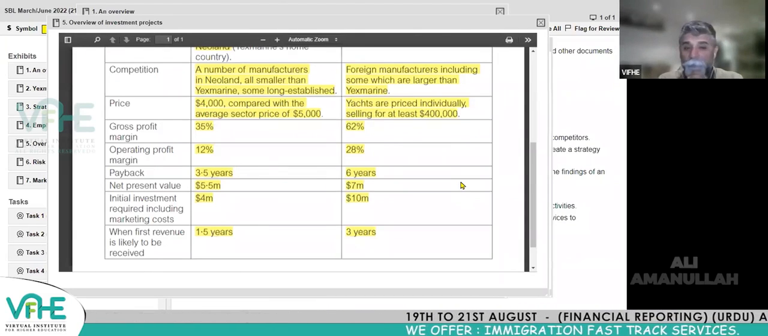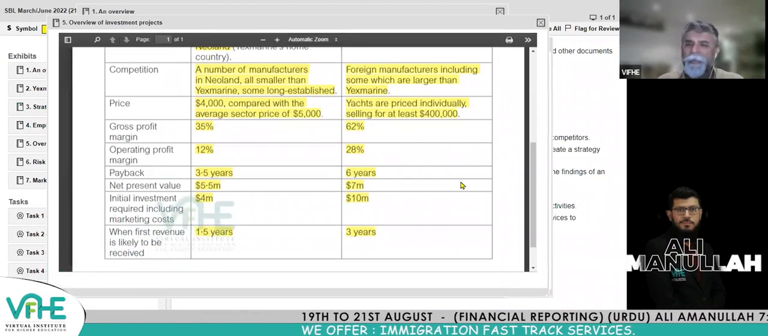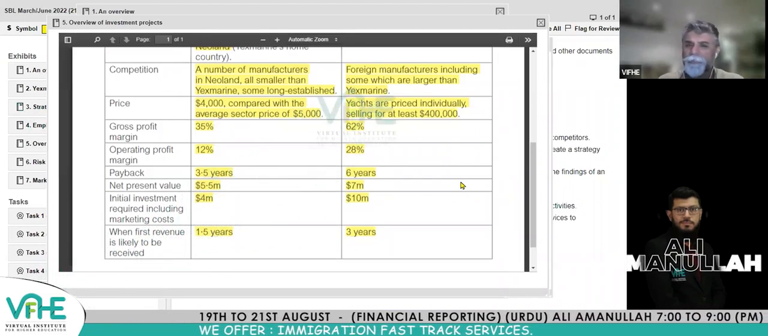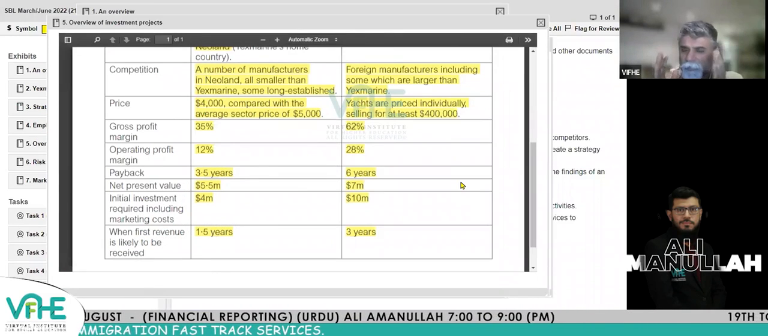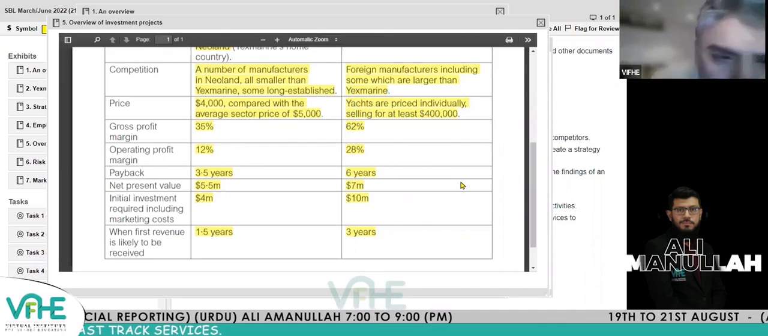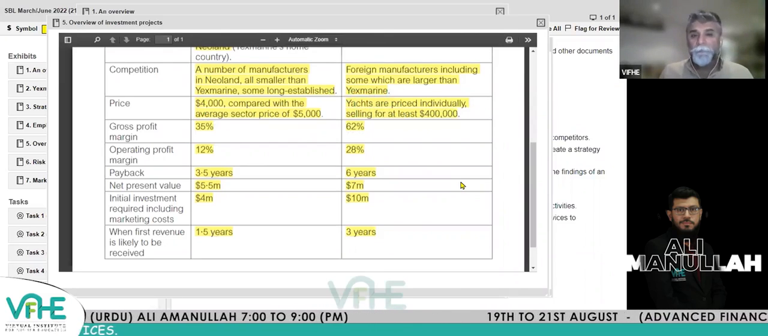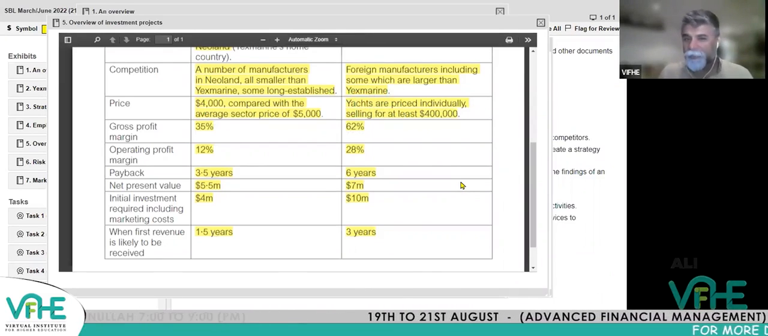What about international competition? Forget about payback, yeah. Don't talk like accountants. What about international competition? Do we have international experience?